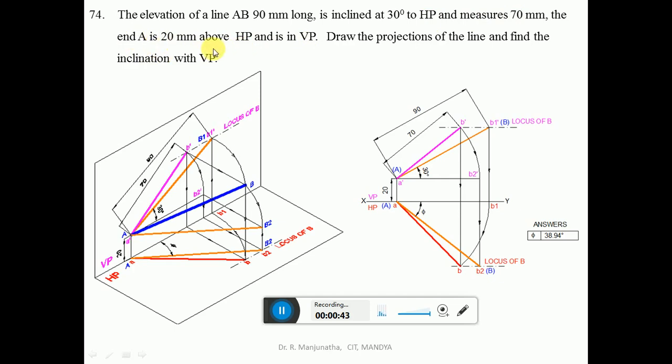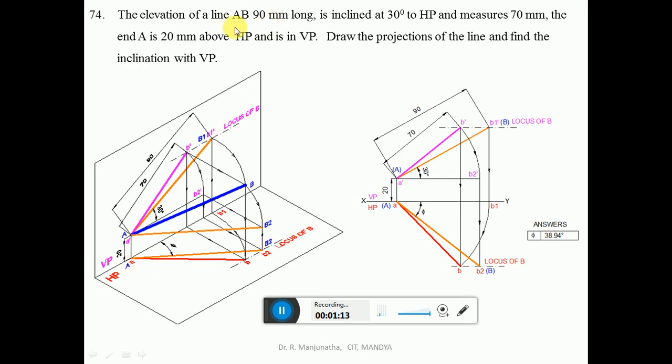NDA is 20 mm above HP. So when you look from the front view, you can see the distance above HP. So that will be seen on the vertical plane. So from the XY line, you measure the distance of 20 mm and mark this point a dash. And NDA is in VP. So when you look from the top view, the point is in VP, so obviously the image will be seen on the HP. So that point will become small a.